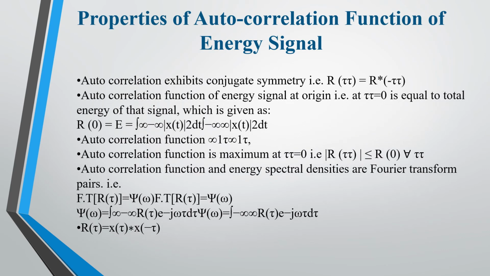Now let's take a look at the properties of the autocorrelation function of an energy signal. Autocorrelation exhibits conjugate symmetry, that is R(tau) equals R conjugate of (minus tau). The autocorrelation function of an energy signal at the origin, that is tau equal to 0, is equal to the total energy of that signal, which is given as the integral from minus infinity to infinity of the modulus of x(t) whole squared dt. Autocorrelation function is maximum at tau equal to 0. Autocorrelation function and energy spectral density are Fourier transform pairs.